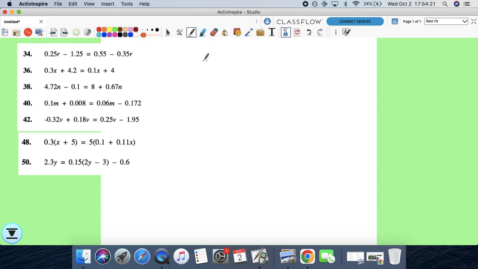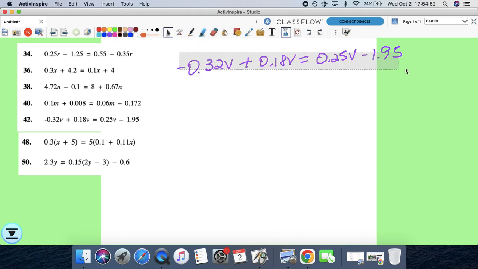42. Negative 0.32v plus 0.18v equals 0.25v minus 1.95. Is this the one that was giving problems for people in class? No. So, all right. I'll just move this guy a little bit over.